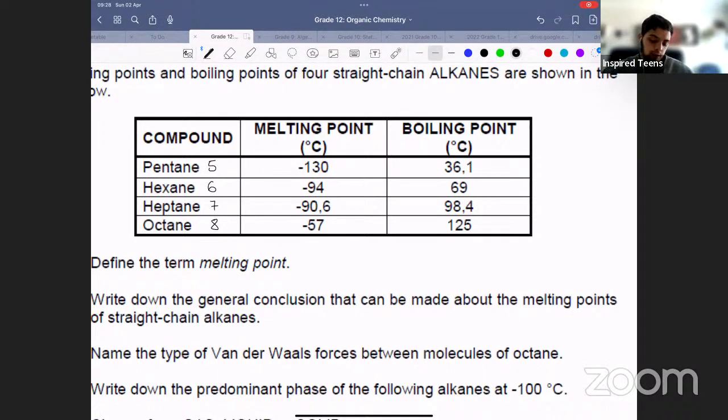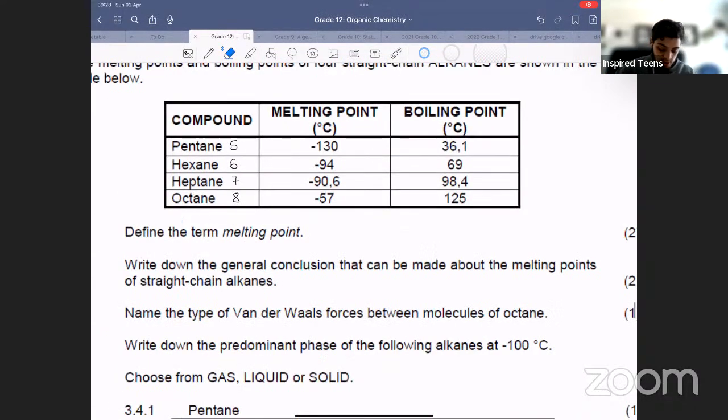So the melting point for pentane is negative 30, then it goes to negative 94, then it goes to negative 96, negative 57. We can see that it's getting bigger. Even from 36 to 69, 98, 125, it's getting bigger. So the more carbons you add, essentially, the higher your melting and boiling points are going to be. So write down the general conclusion that can be made about the melting points of straight chain alkanes. So you can say, the more carbons in a straight chain alkane, the higher the melting point. That's it.